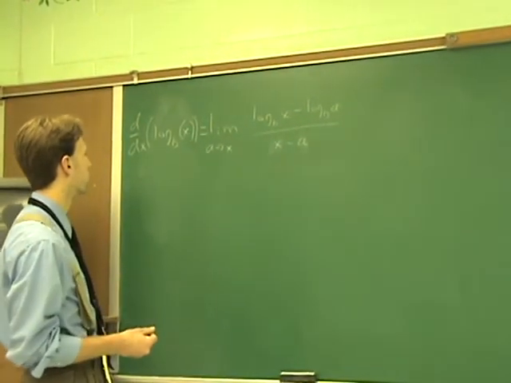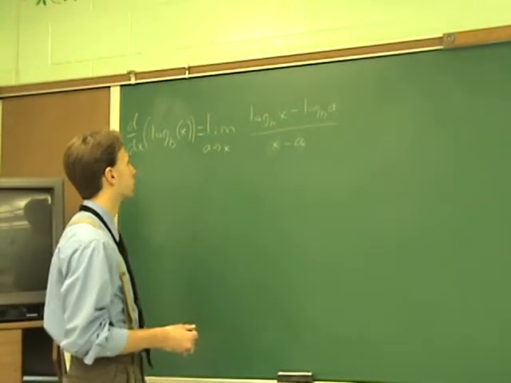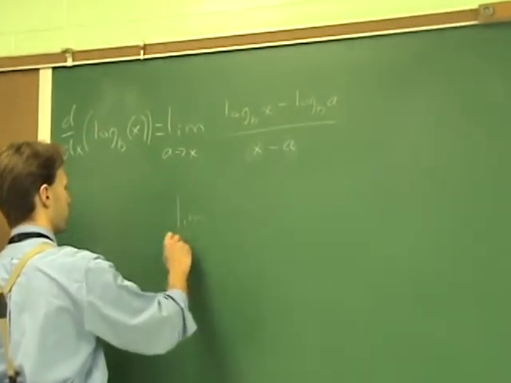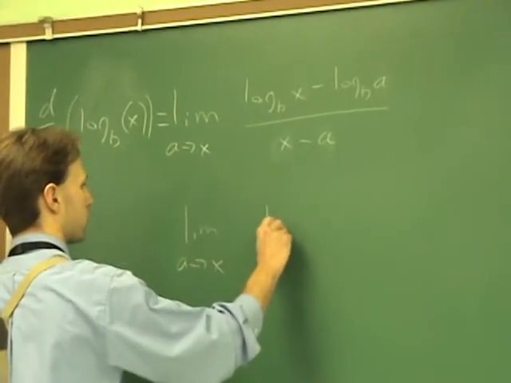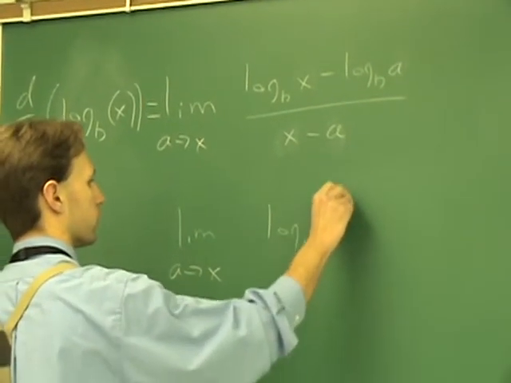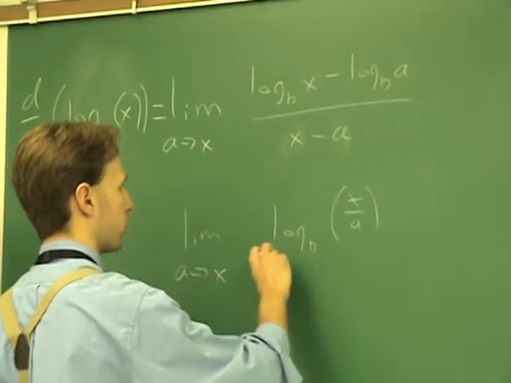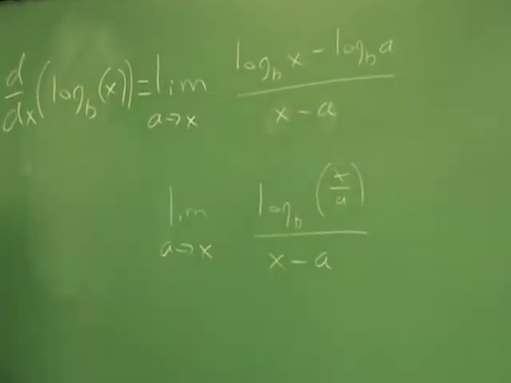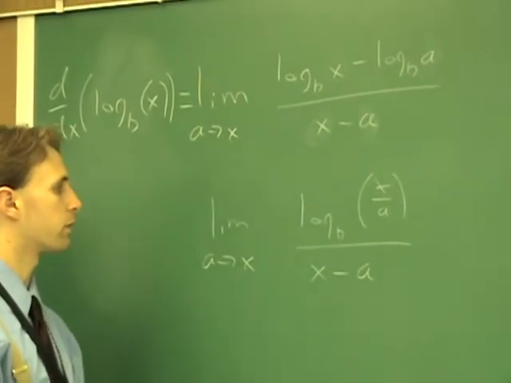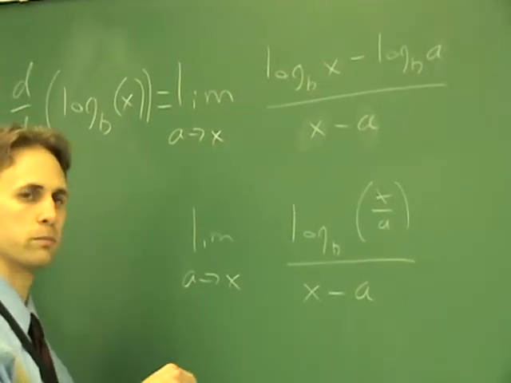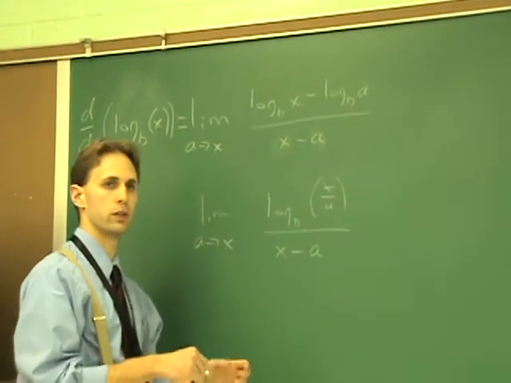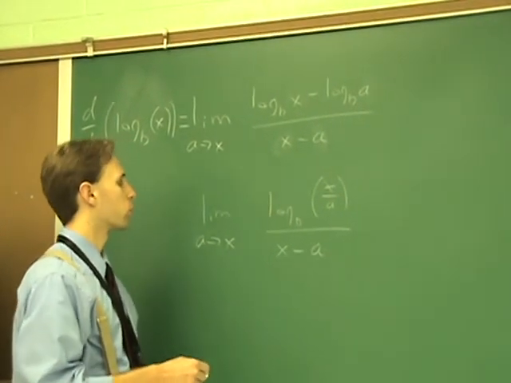The first thing that you would do is use properties of logs. You can collapse the top here and turn that right away into the limit of 1 over x times log base b of x over a. And then, after you do that, you have to kind of play around with this expression inside here, for the purpose of which you'll see in a few minutes.